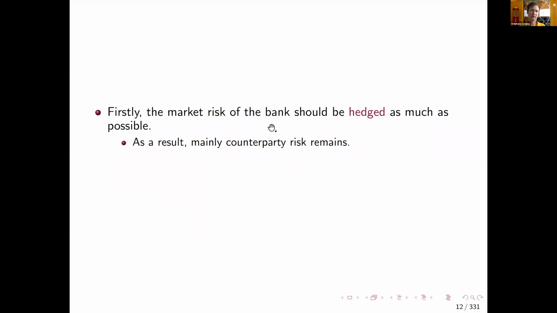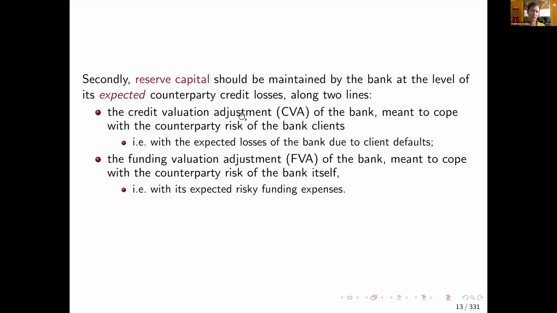Okay, so the second constraint is that because there is this uncompressible counterparty credit risk, this should be handled by reserve and capital. So regulation asks that banks should maintain a certain level of reserve capital to deal with their expected counterparty credit risk. I see some questions on the slides, so we decided that questions would be taken at the end of the session.